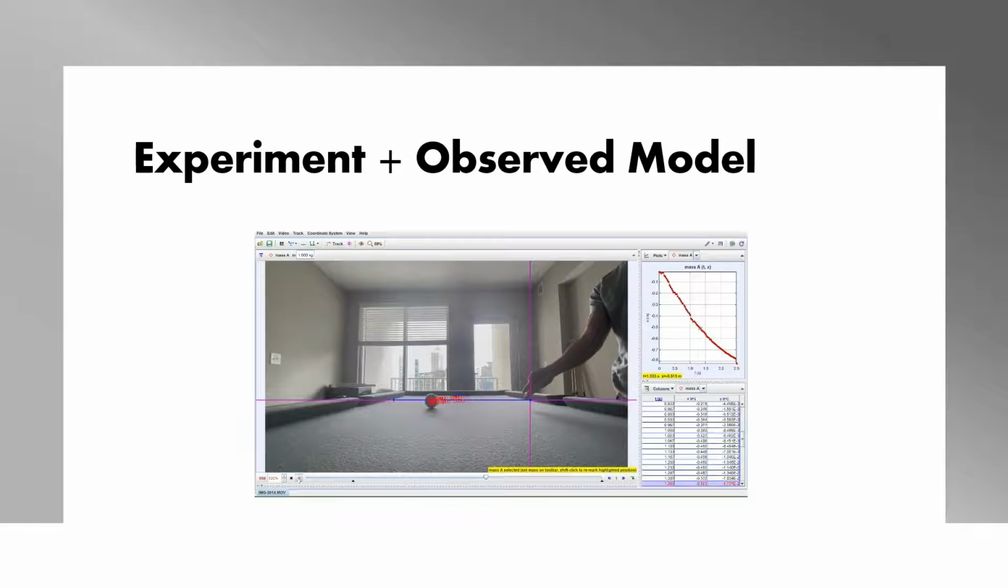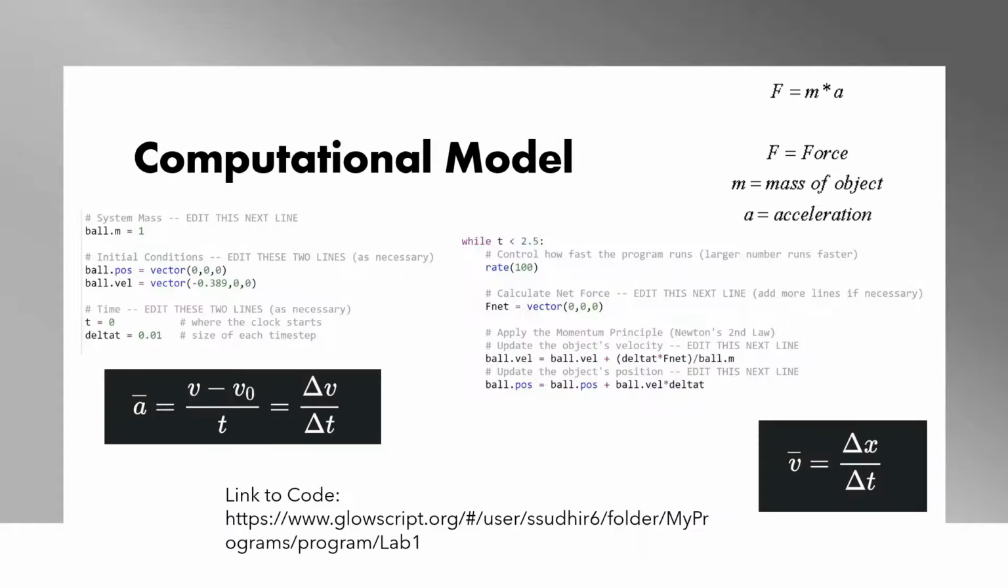So this is our experimental model, and this is our real world model, where we see the object moving and being affected by certain forces, as you can see on the right as a preview. In comparison, we have our computational model, where we use a computer system to generate the motion of a certain object.